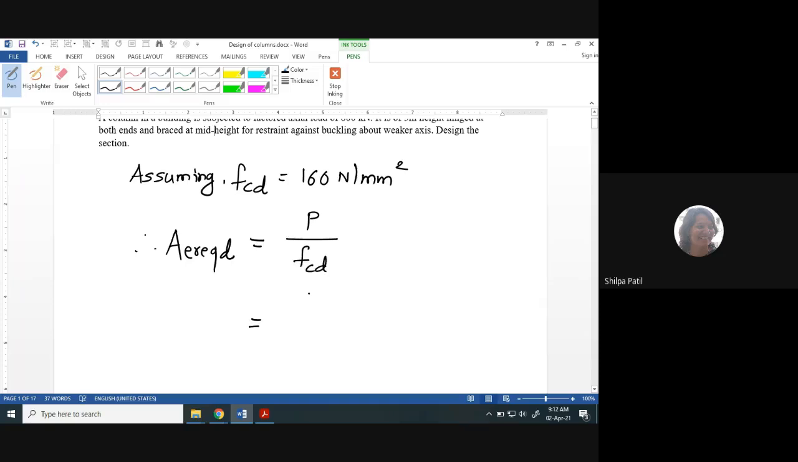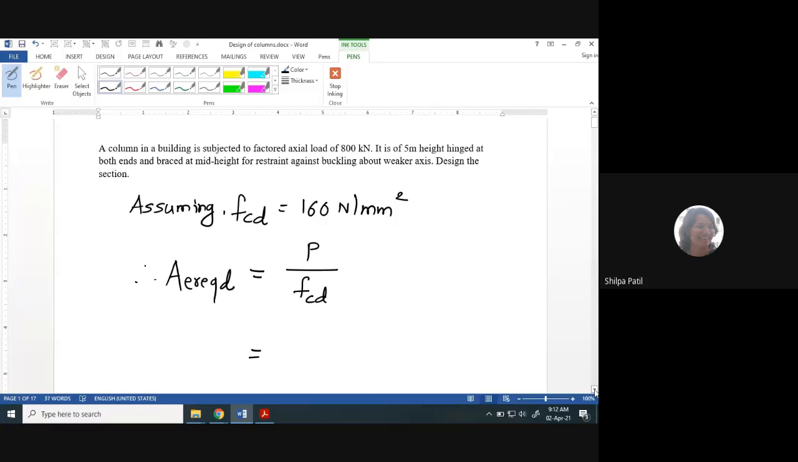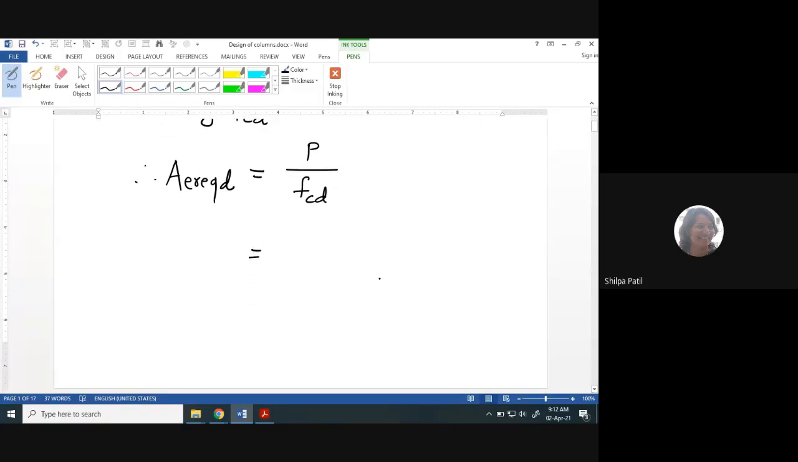The force in the member is already given as 800 kilonewton. So it will be 800 into 10 raised to 3, because this is in kilonewton, divided by FCD 160. So what is the area required value? 5000 mm square.